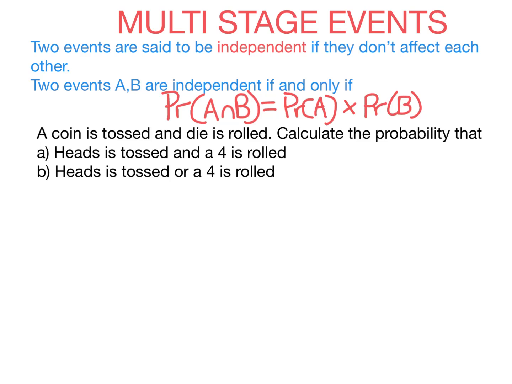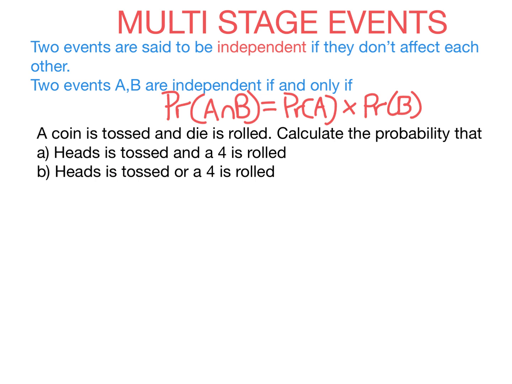Thank you so much for tuning into this video in which we will look at multi-stage events. That is, we're going to find the probability of an event that occurs in stages. To do that, we're going to look at independent events in a second. But first, I want to give you an example of a multi-stage event. Here we have a coin tossed and a die being rolled. So this event occurs in two stages. Stage one, the coin. Stage two, the die. So we're going to calculate these probabilities.